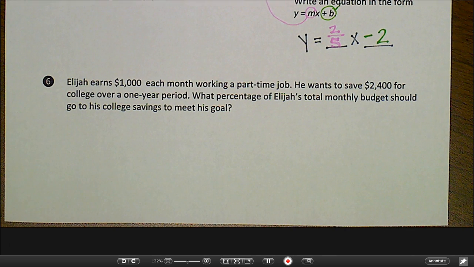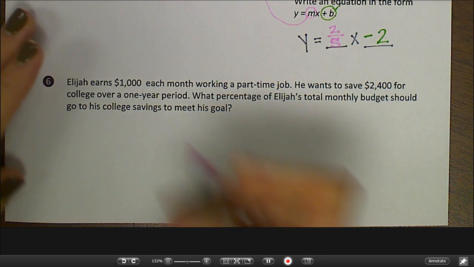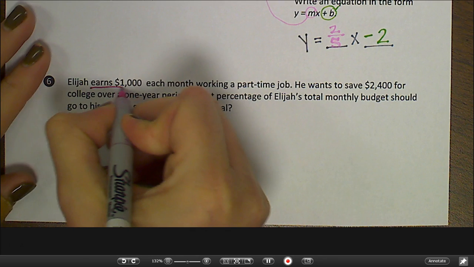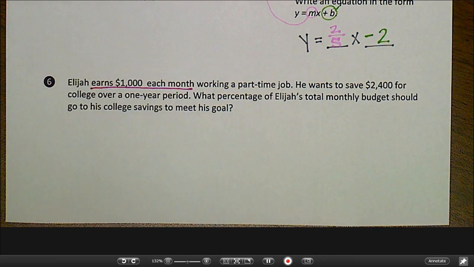Number 6. Elijah earns $1,000 each month working a part-time job. He wants to save $2,400 for college over a 1-year period. What percentage of Elijah's total monthly budget should go to his college savings to meet his goal? So this is going to be a multi-step problem. First, we need to identify some things. He earns $1,000 each month.